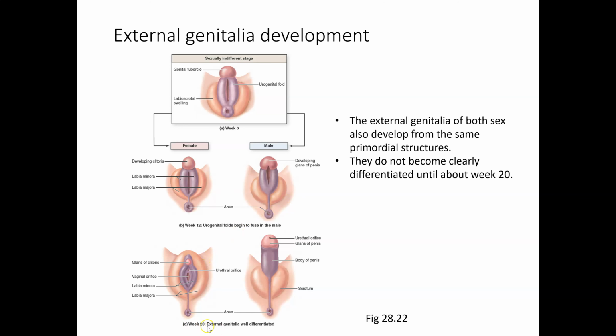And then only at about week 20, you have the further development of the penis, and you have regression of the clitoris, which is going to be developed more internally, right? So you start to see the separation, the differentiation between the external genitalia. Even though they start from the same primordial structures, at about week 20 you can clearly differentiate them, right? This is week 20 in the pregnancy, not after birth.